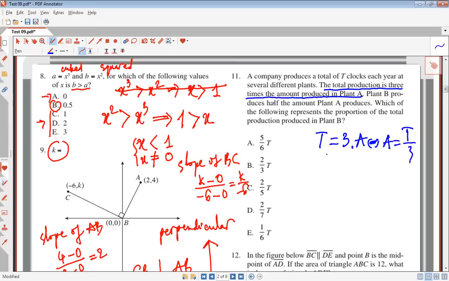Plant B produces half the amount plant A produces. That means B equals A over 2, and A over 2 equals T over 6. That is 1/6 T, option E. Here they asked about the proportion of the total production produced in plant B.